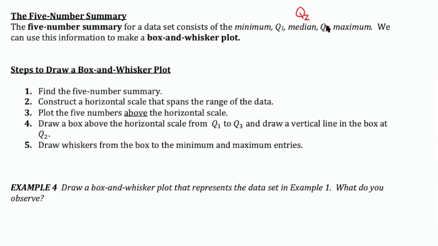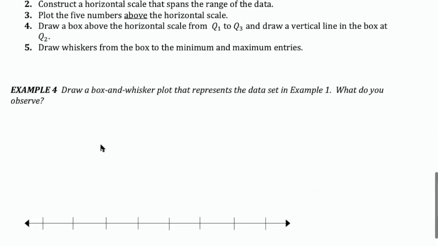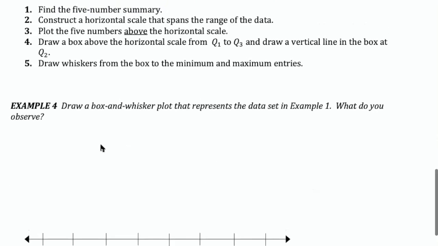I have another typo I have to go back and fix. Next is your Q3 and your maximum. And using those 5 numbers, we can create something called a box and whisker plot. The steps for drawing a box and whisker plot are listed here, and we'll go ahead and begin with example 4 and show you how to go through those steps.